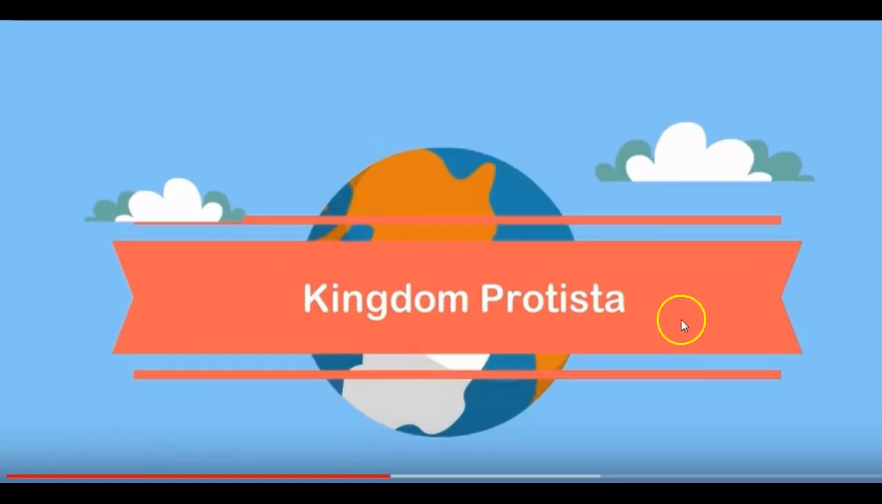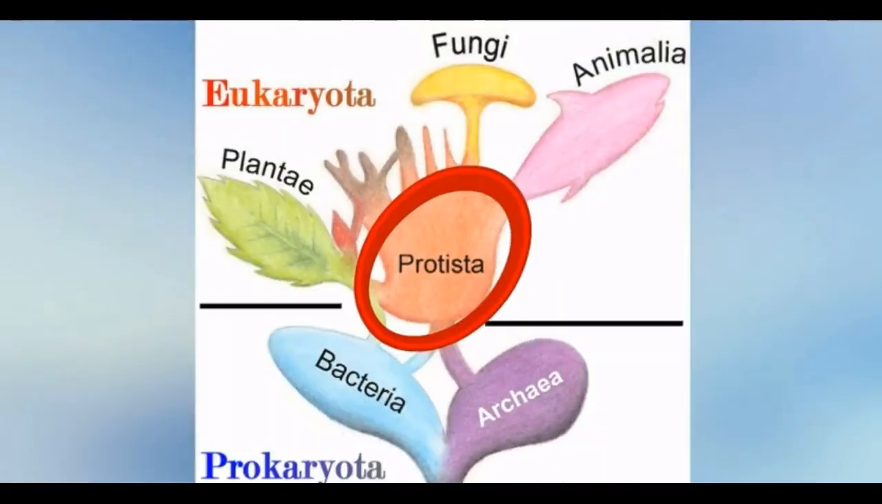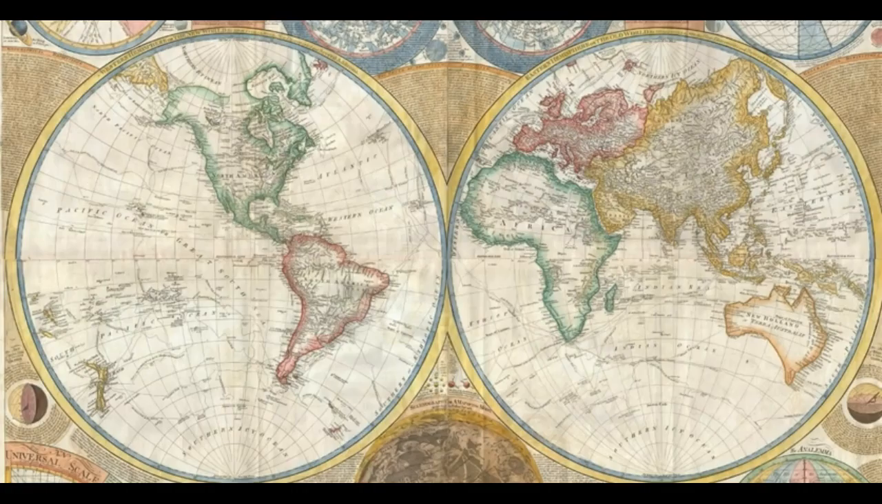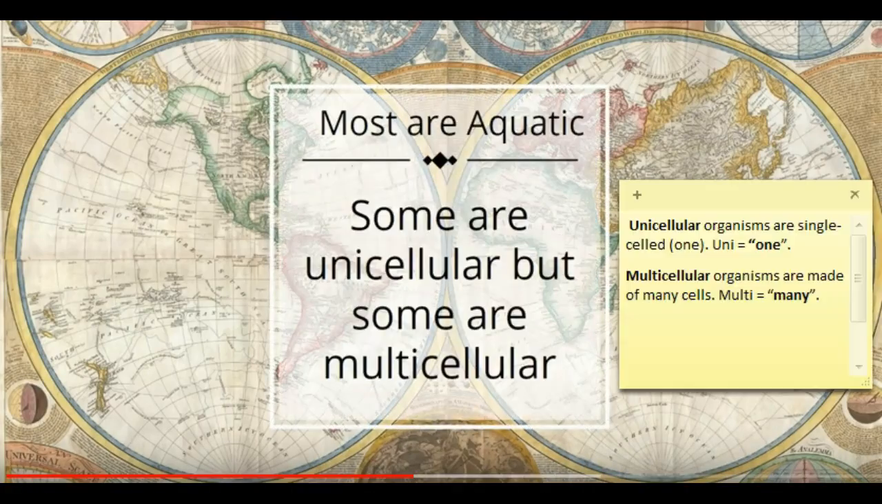Next, let's talk about Kingdom Protista. Kingdom Protista is one of the 5 major kingdoms. And it's a eukaryotic cell, so you know it's going to have DNA inside a nucleus. Some are unicellular, but some are multicellular. Unicellular organisms are single-celled, one for uni. Multicellular organisms means that they are multi or many.